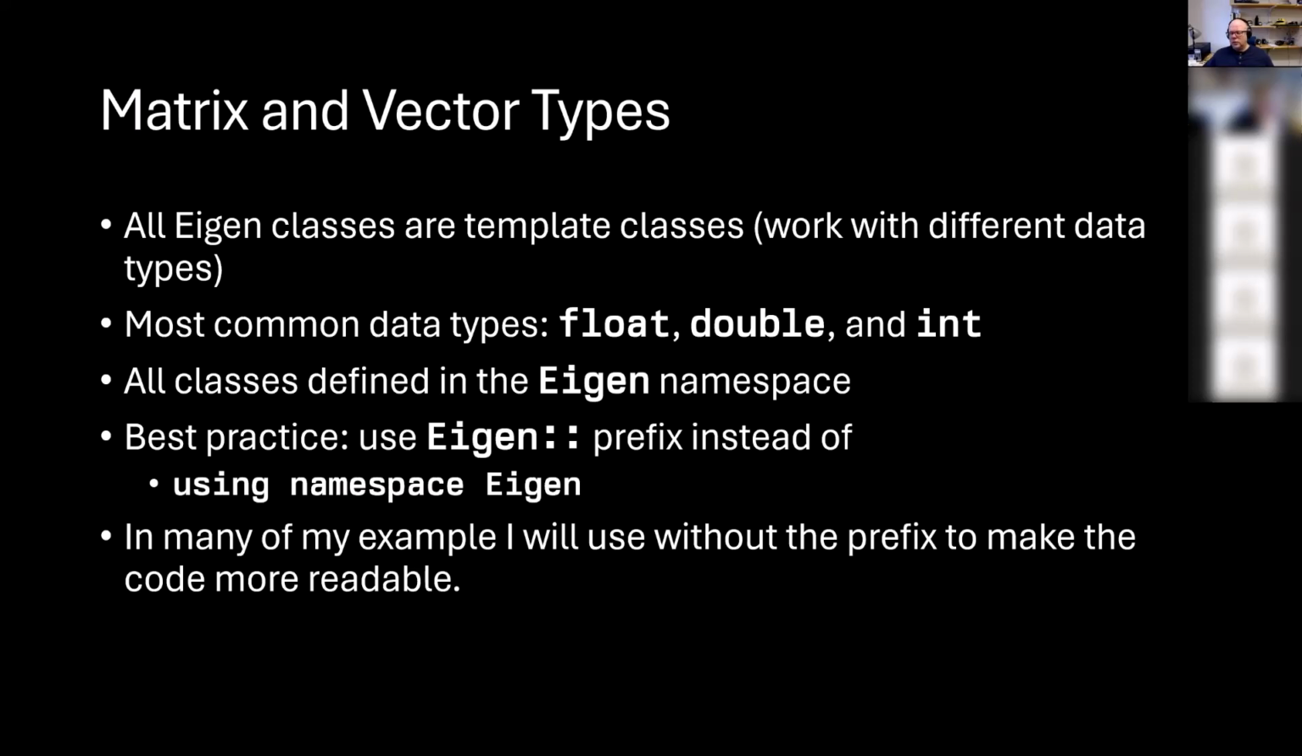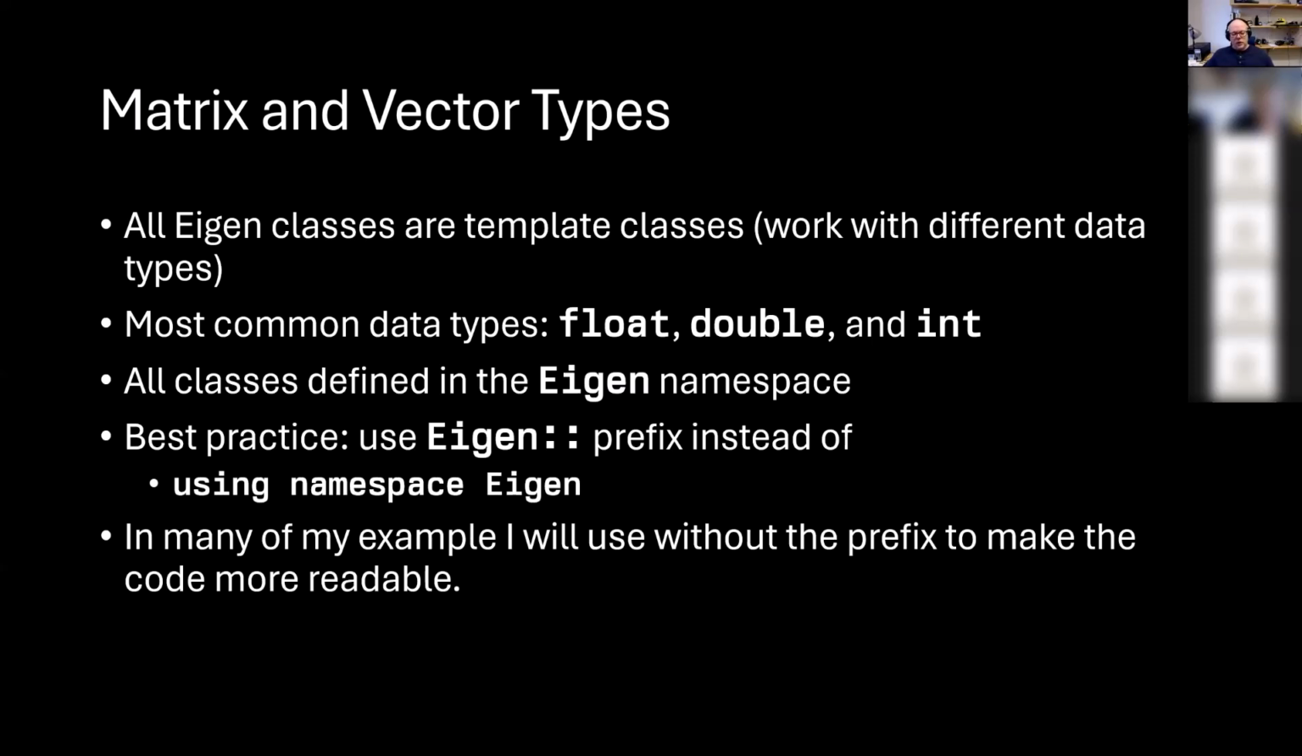There is a generic array type in Eigen as well, but we're mostly going to look at matrix and vector types. All the classes in Eigen are template classes, so they can work with different data types. So you can have a matrix of floating point values, double values, integers, and so on. And all the classes are defined in the Eigen namespace. So if you include Eigen by default, you have to add Eigen:: to all your calls.